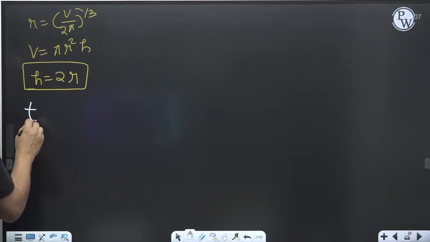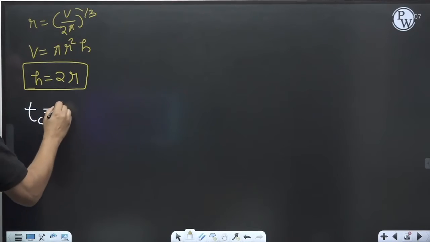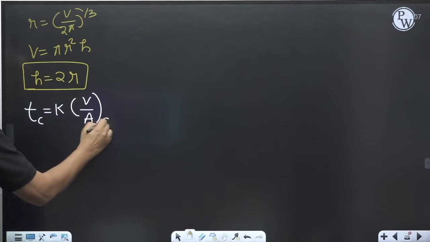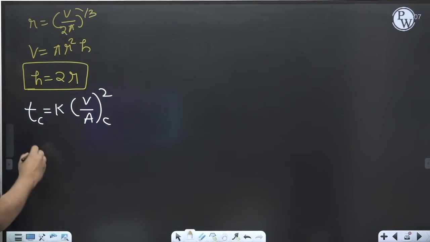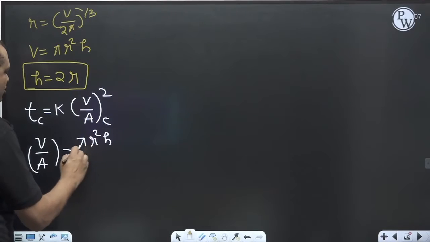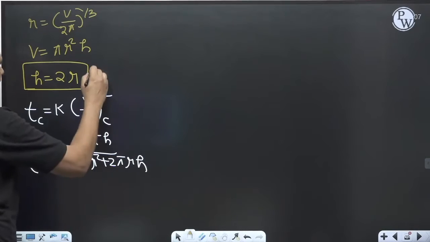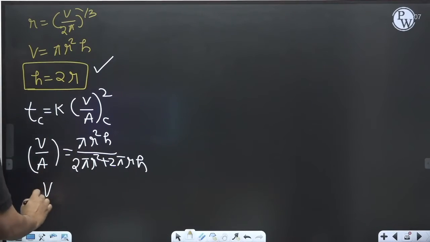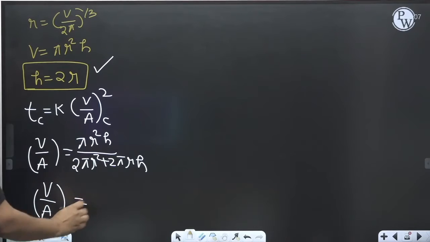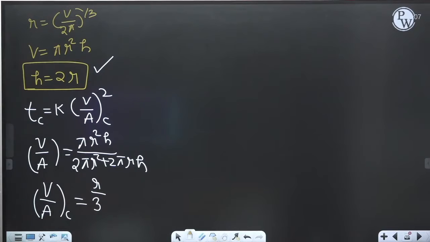Solidification time of a cylindrical riser is equal to K times (volume by surface area) whole square. So what is the volume by surface area? Volume is pi r square h, surface area is 2 pi r square plus 2 pi r h, and h is equal to 2r. Put it here, volume by surface area of the cylinder comes out to be r by 3.